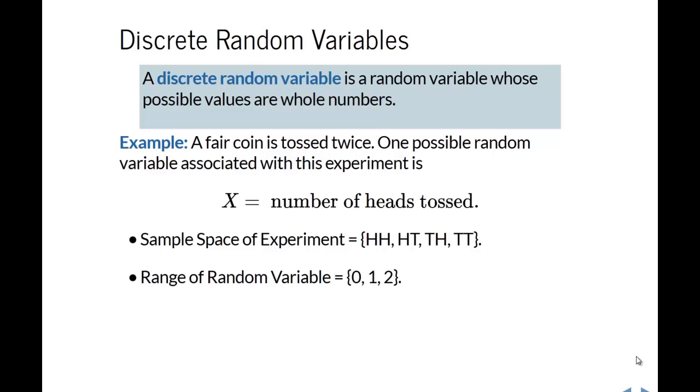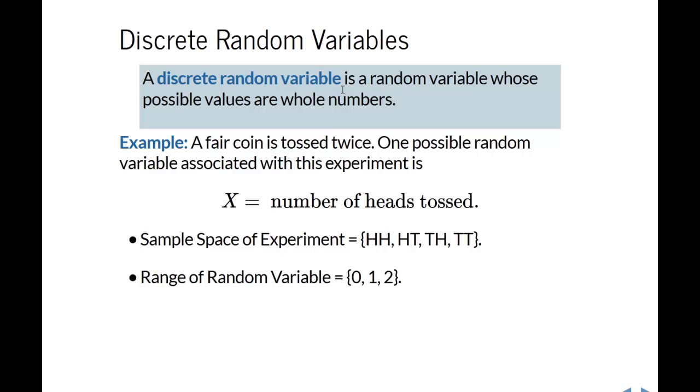So, we're tossing a fair coin twice. Let's stick with the same random variable I described in the last slide. We'll let capital X equal the number of heads tossed. We've listed the sample space that we talked about before so that you can compare this to the appropriate values of the random variable. Since we're tossing a fair coin twice, we could potentially toss 0 heads, 1 head, or 2 heads. Those are the only values that the random variable X can assume. This is the range of X: 0, 1, 2. Since the set of values that this random variable can assume is a set of whole numbers, we call this random variable a discrete random variable.